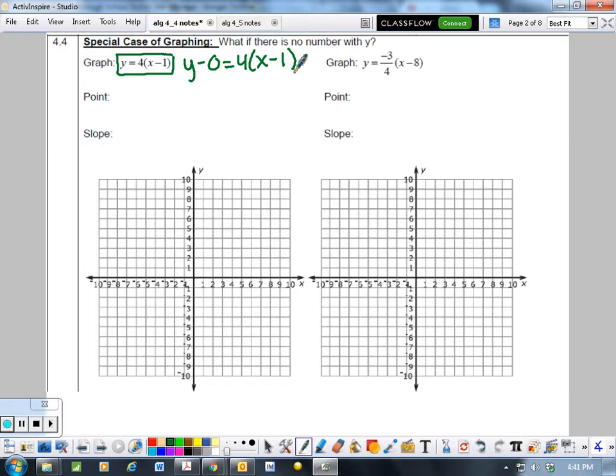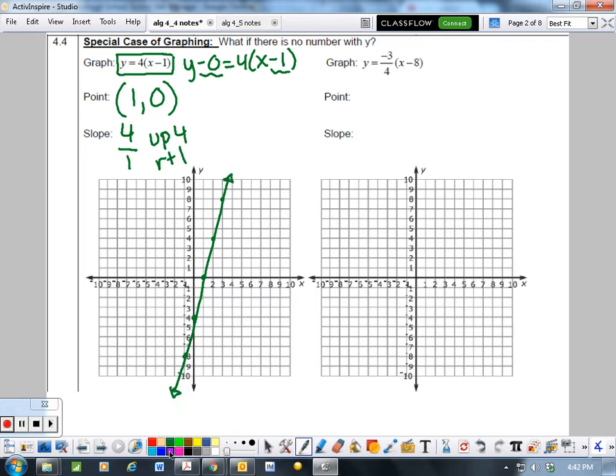So when we're looking at that starting point, I look here at my x, and if it says -1, that means I have +1. There's no number with the y, which means it's 0. So this is a starting point of (1, 0), and then we have a slope of 4. So 4 over 1, which means I go up 4, right 1. Or down 4, left 1. And so this would give us our line. So just a special case to be aware of.